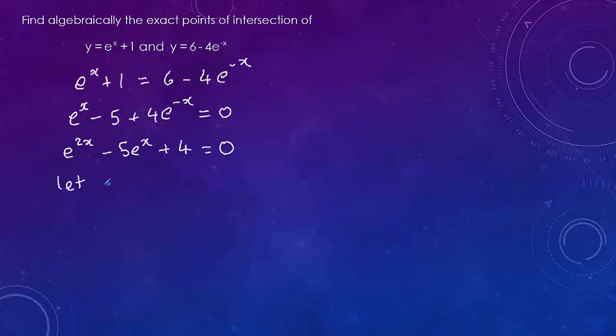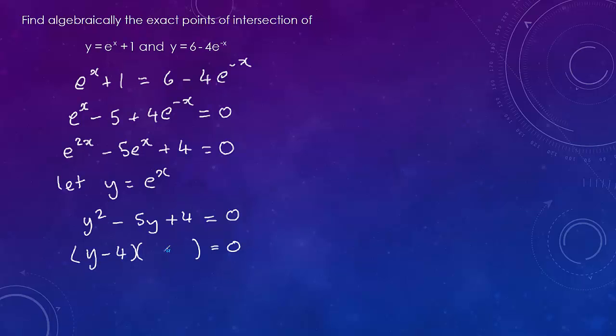So what I'm going to do here is let y be equal to e to the x, and then we'll have y squared minus 5y plus 4 is equal to 0. And that's a quadratic. We can factorize that. So I've got y take away 4 and y take away 1. So y is equal to 4, or y is equal to 1.